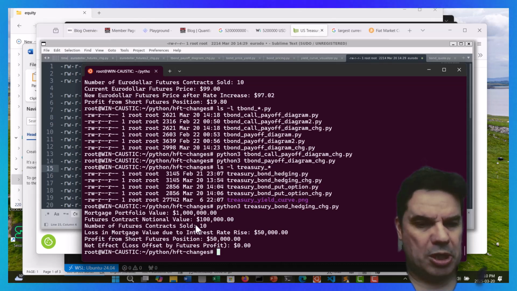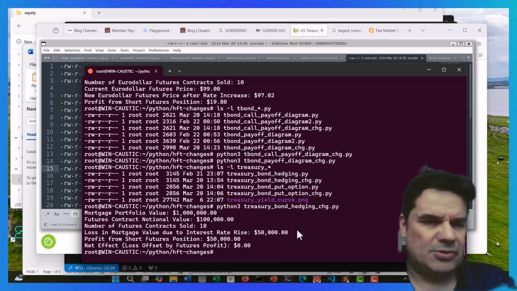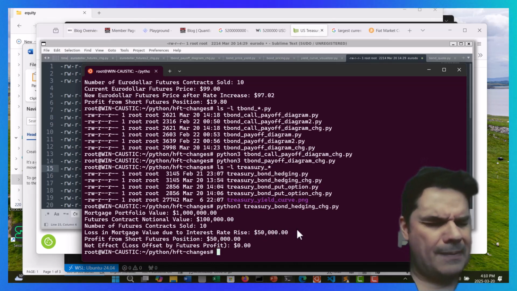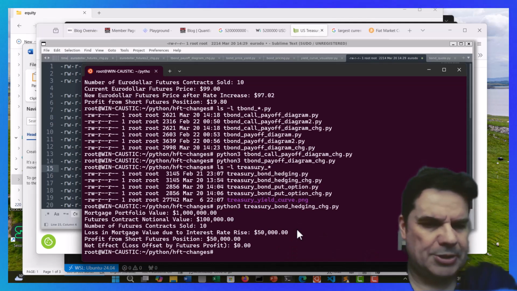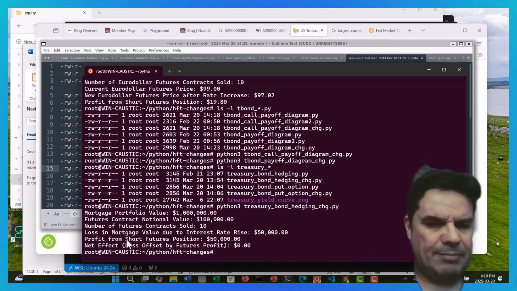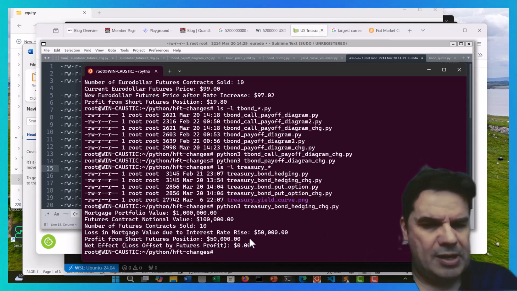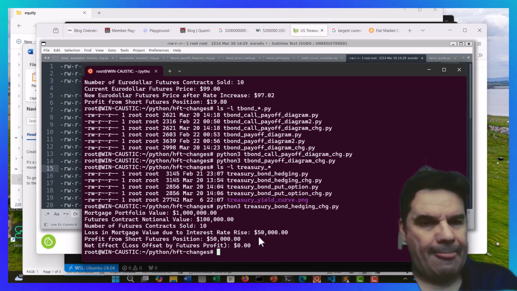Future contracts sold, 10. Loss in a mortgage value due to an interest rate increase. So this would be something like for a realtor or a real estate or a commercial developer in buildings. So they use these kind of contracts. So if they're going to take a mortgage out against the current rate, and they put on positions to sort of hedge against any future loss, they can do that.